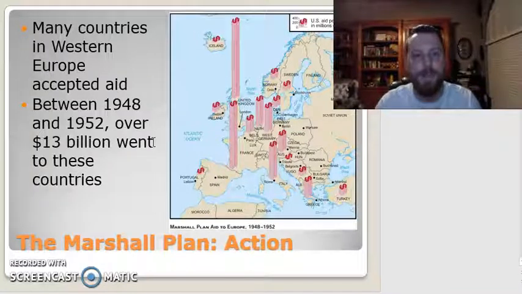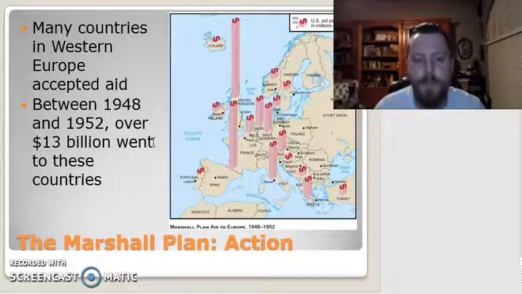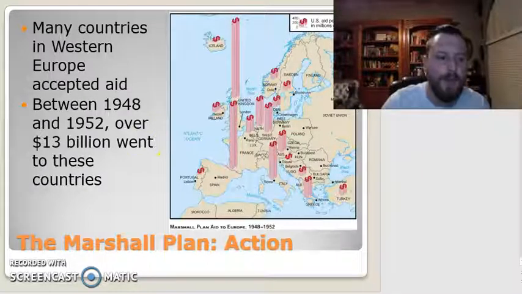So again, just like World War I, we see the United States going to help by sending aid to Europe and trying to help those countries rebuild. All right, and you see some of the numbers there. I'm not going to read the slide to you.